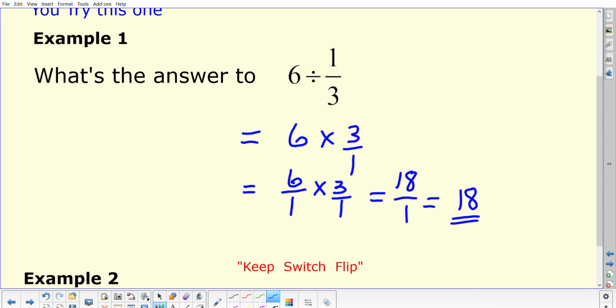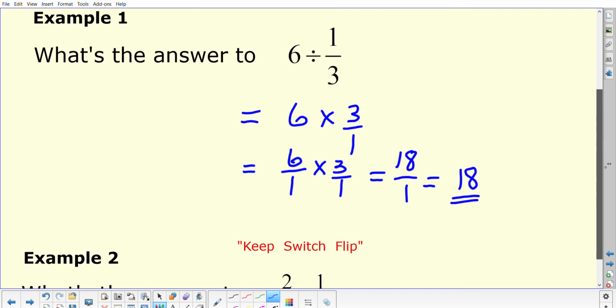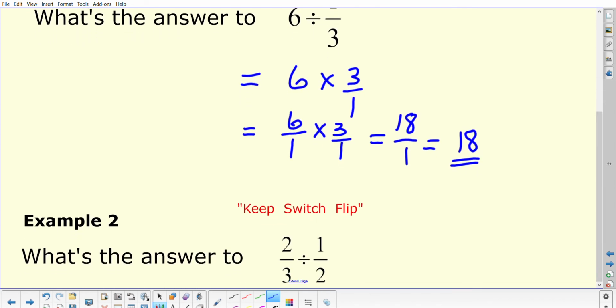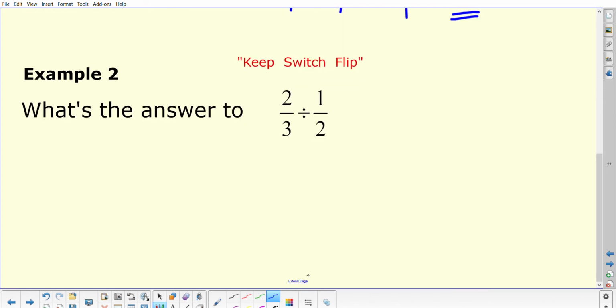Okay, another way to think about that: if you had 6 pizzas and you divided each of your pizzas into 3 bits, so that you had lots of thirds going on, all 6 of them divided up into thirds, you would have 18 pieces. So with whole numbers it can be relatively straightforward to see what the answer might be when you're doing a whole number divided by a fraction.